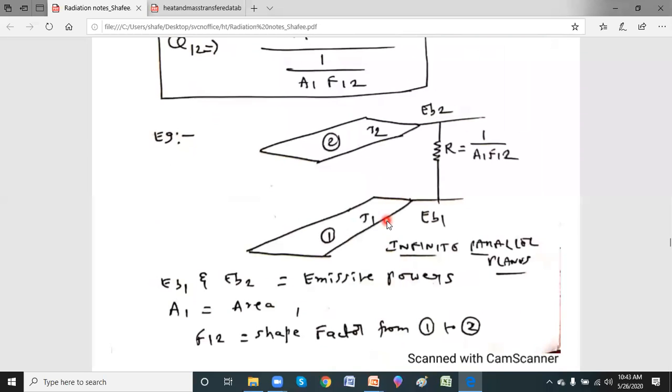So assume that surface 1 is the first one, second surface is 2. Then you have something called a resistance, which I have taken like this. So EB1 minus EB2, one way you will have a heat transfer. EB1, EB2, I can find out provided I know what is T1 and T2. And I need to find out only one thing, that is F12, which is called the shape factor, and 1 by A1 F12 is called the shape factor resistance. So this is the case for infinite parallel planes when both the surfaces are black.